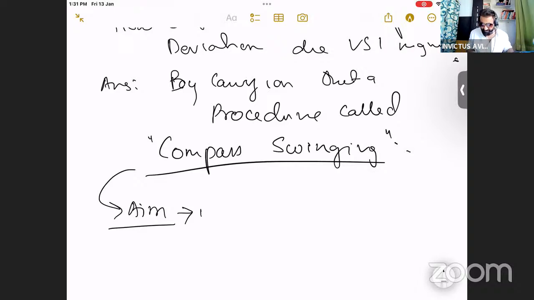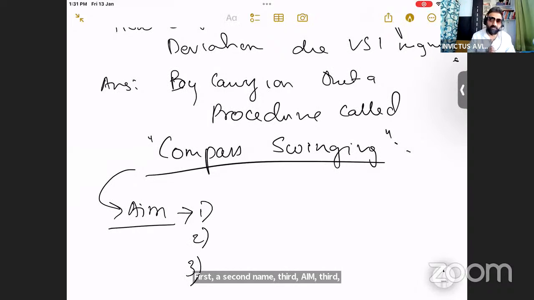First aim, second aim, third aim. Third aim, write down: to record the residual deviation which is left after the compass has been adjusted during compass swing. Okay?